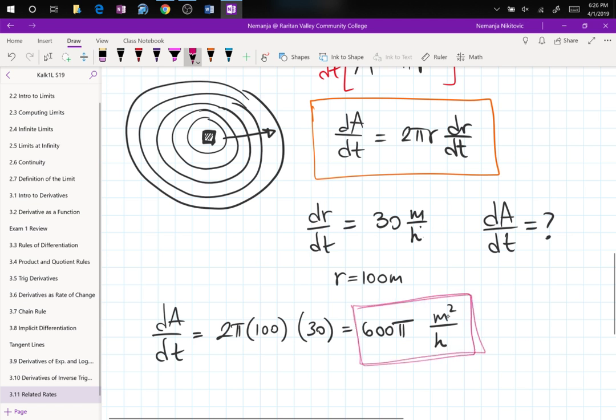So how fast is it changing? It's changing at 600 pi. That's about 1800, almost 2000 meters squared per hour at this stage.